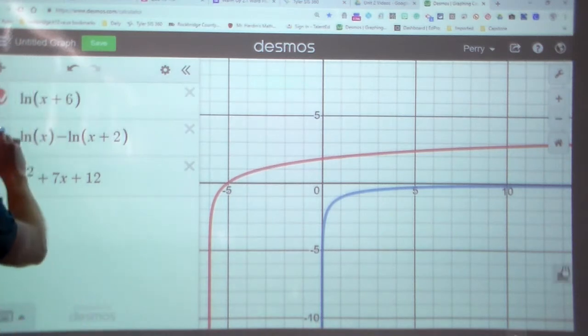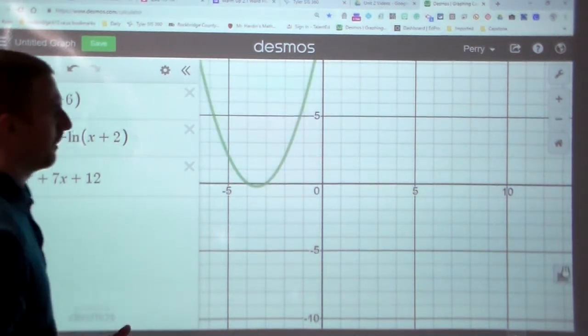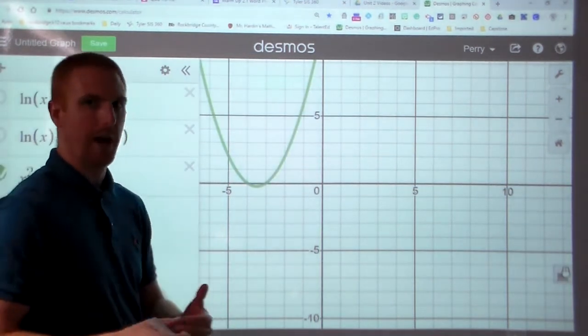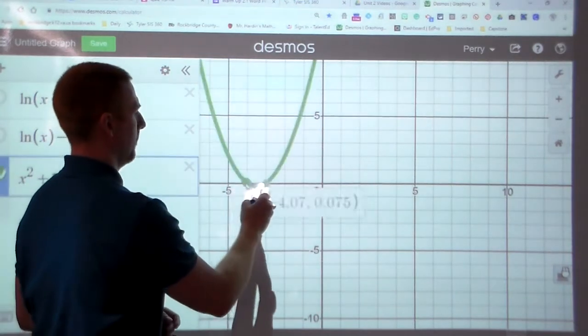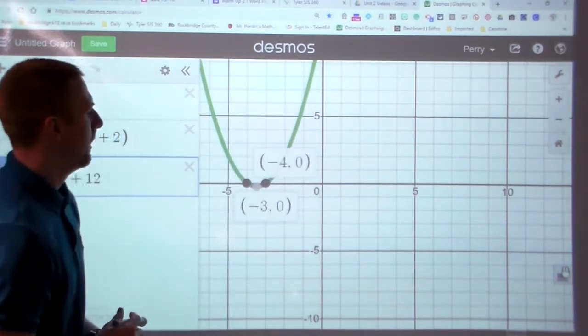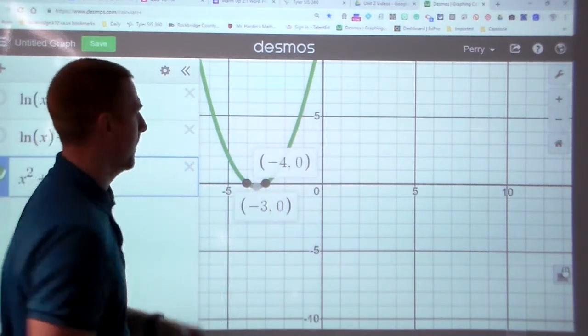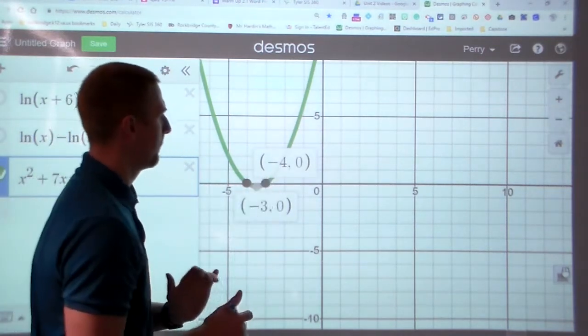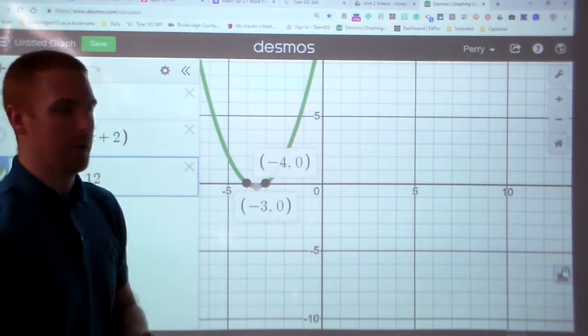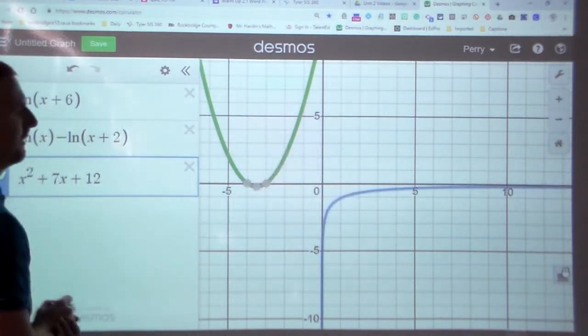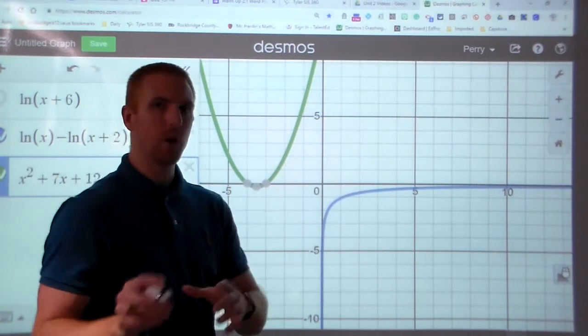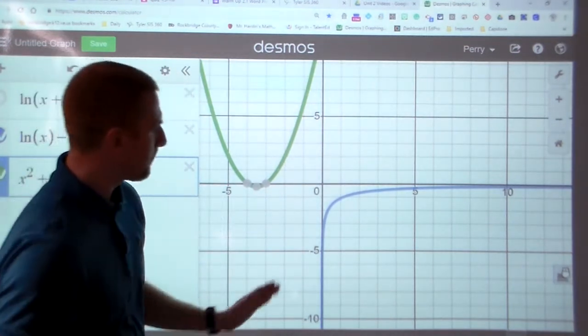So here is the parabola that I solved. When I solved for x, I got those two solutions of -4 and -3. And really the parabola is not important. What's important is if this thing was going to have solutions, they would have happened at -3 and -4. The problem is one of these doesn't exist at those points. And this is where domain comes in and why it's so important.